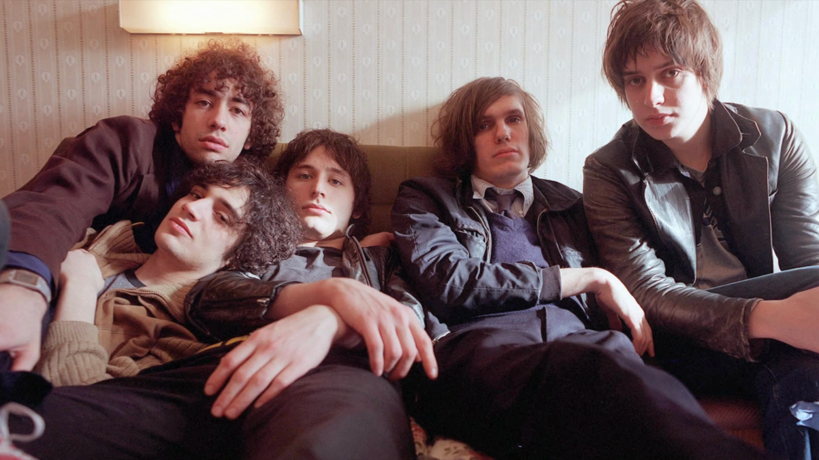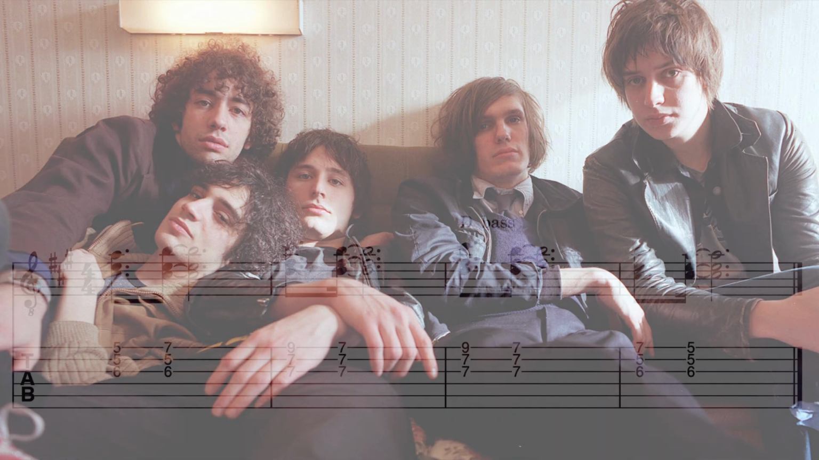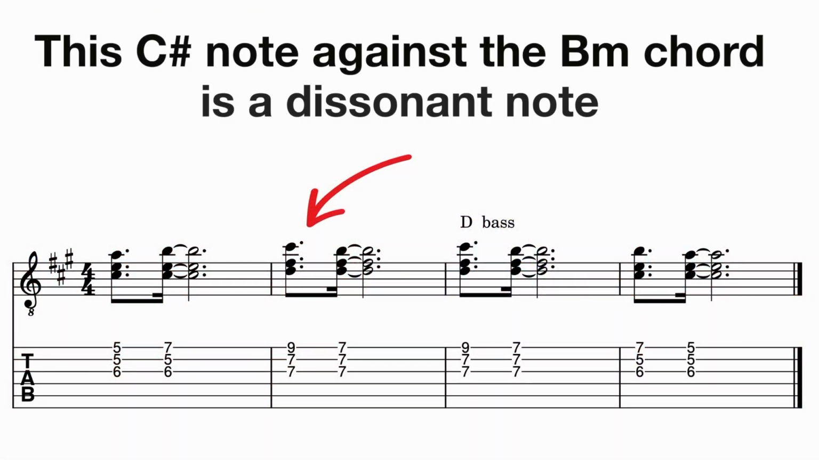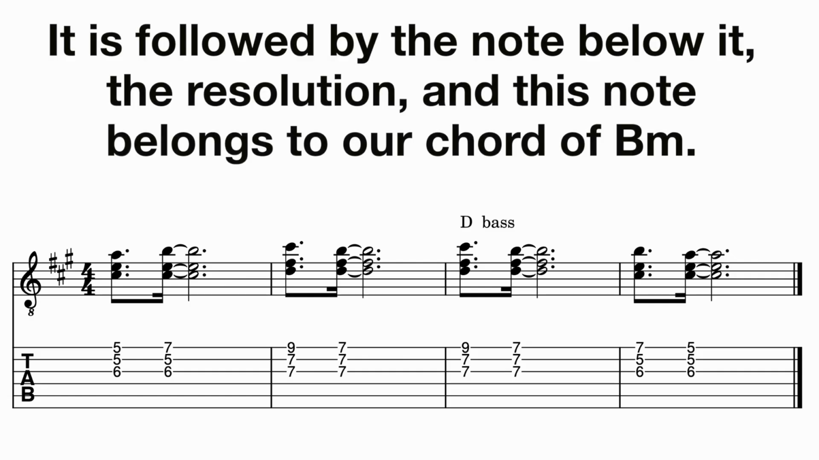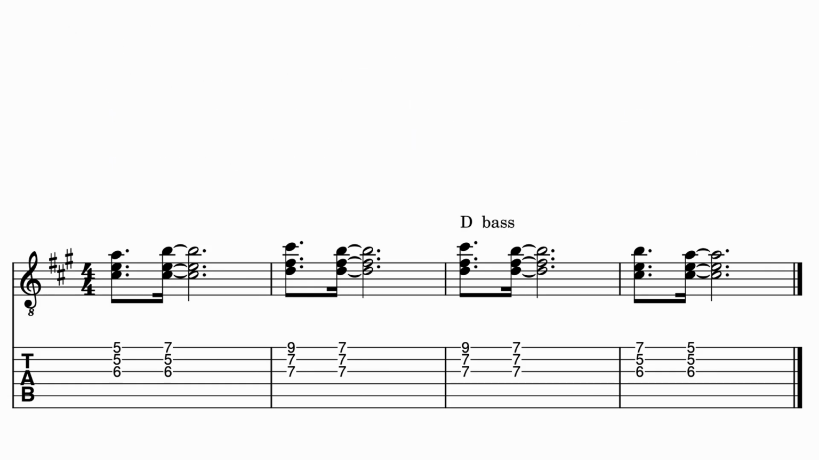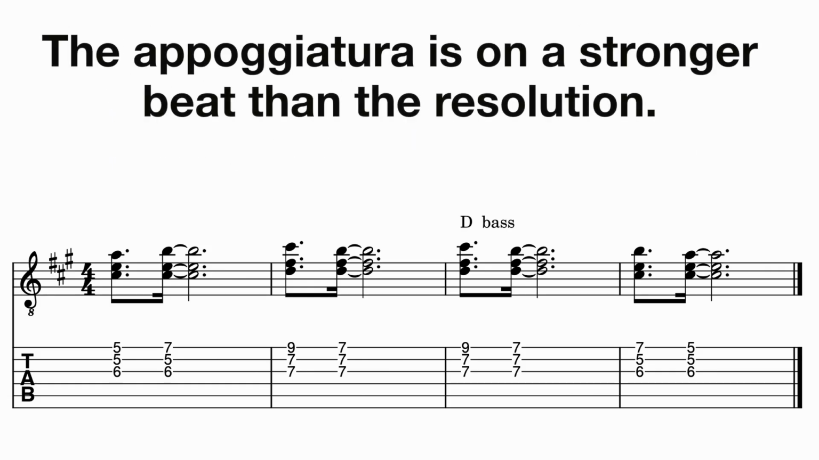The main riff of the song has multiple appoggiaturas. Once again, we can see that the criteria for an appoggiatura is being met. So it doesn't matter whether we're in a modern rock song or we're in a classical sonata, we find appoggiaturas everywhere.